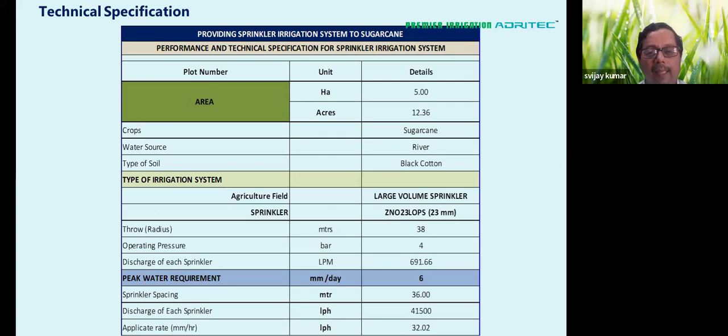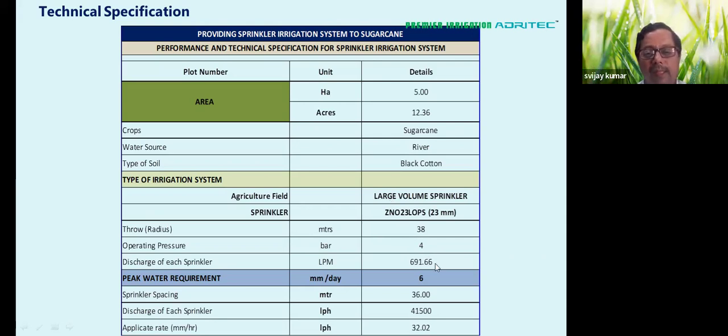And here again, the area is 5 hectares and the crop is sugarcane. The water source is the river, and you can mention the type of soil. You can also tell what kind of sprinkler you have adopted, and the throw radius we have considered for this design can also be entered. And what is the operating pressure at the nozzle? 4 bar pressure is required.